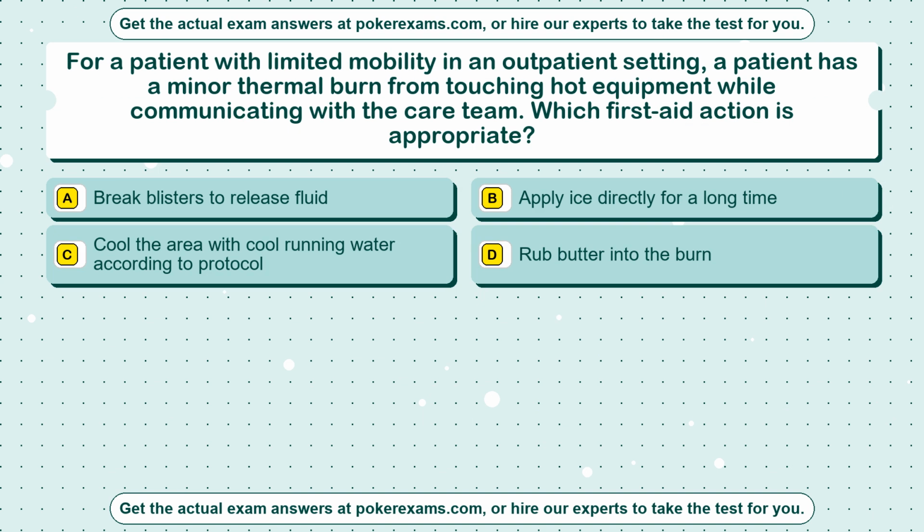Question 92. For a patient with limited mobility in an outpatient setting, a patient has a minor thermal burn from touching hot equipment while communicating with the care team. Which first aid action is appropriate? Option A, break blisters to release fluid. Option B, apply ice directly for a long time. Option C, cool the area with cool running water according to protocol. Option D, rub butter into the burn.